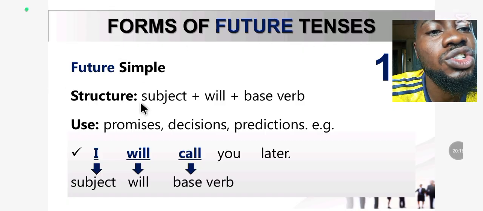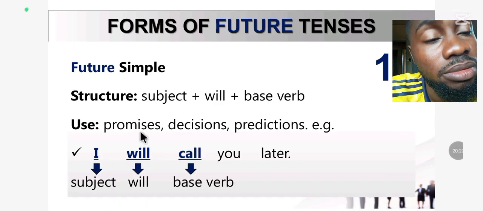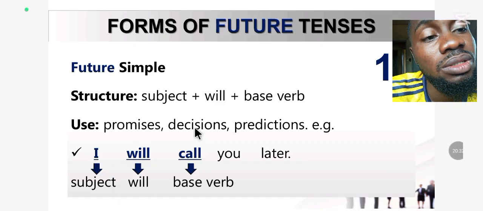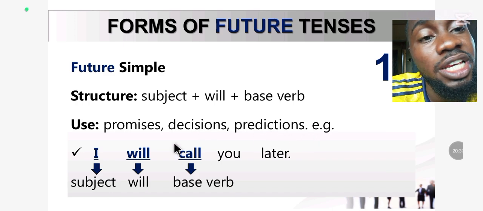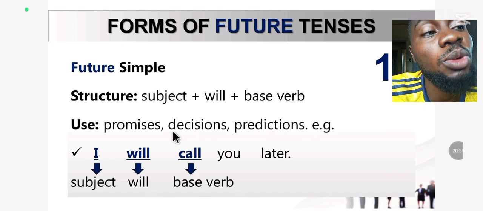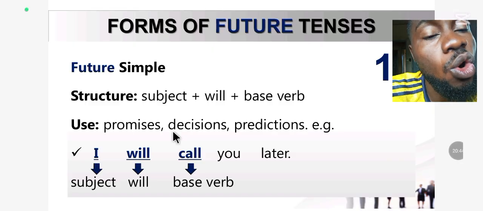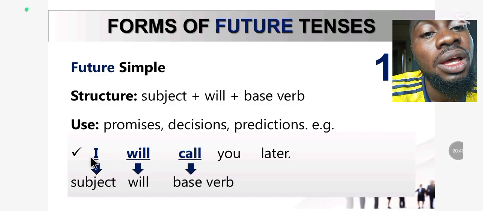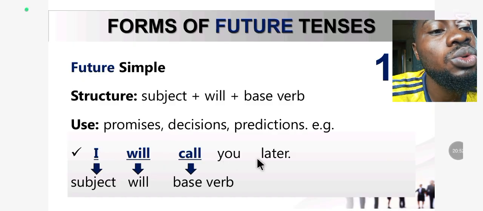What is the structure like? It has a subject, and it has will plus a base verb. It is used to promise, to make decisions, or to make predictions. For example, if you want to make a guess or a promise, or say something you feel is likely to occur in the future, use the future simple. Example: I will call you later.